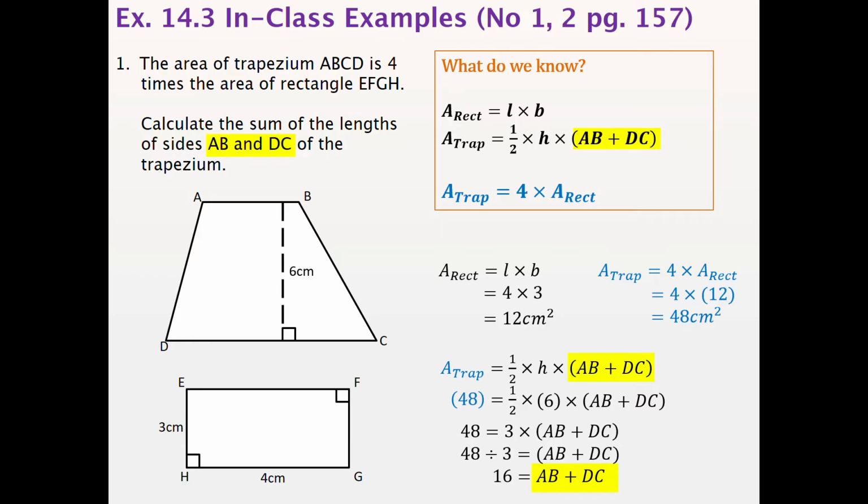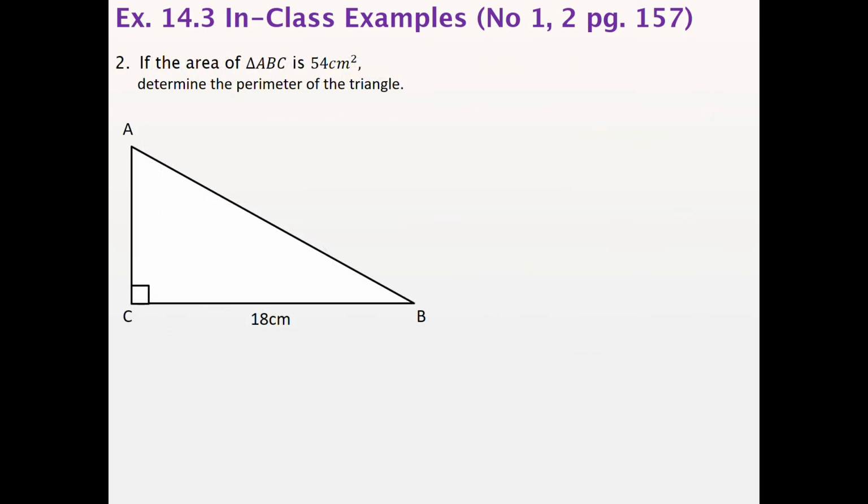Let's do another example of this. Alright, so once you've copied down this, you can move on to the next slide, so you can just pause the video and take this down. Alright, please copy down number 2. It says, if the area of triangle ABC is 54 centimeters squared, determine the perimeter of the triangle.